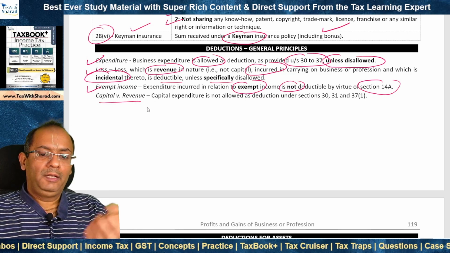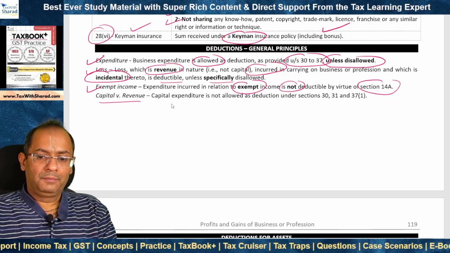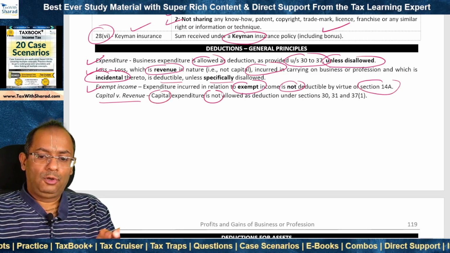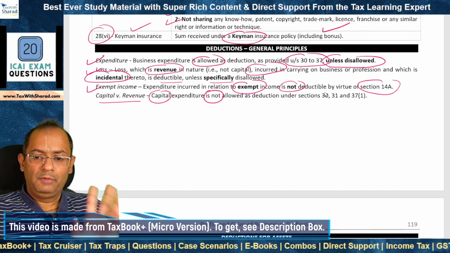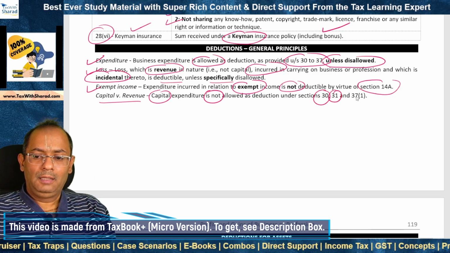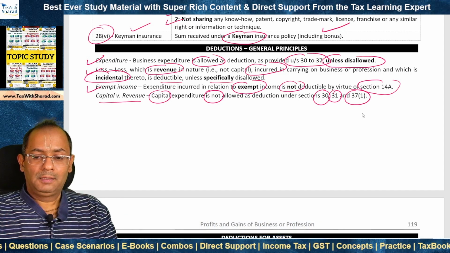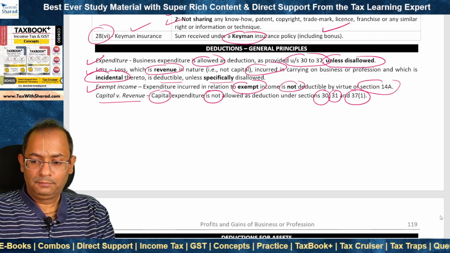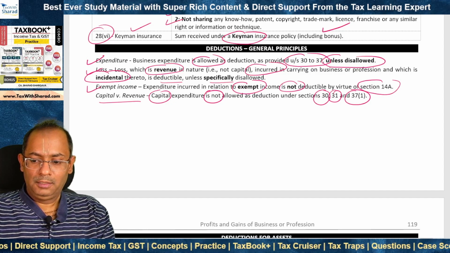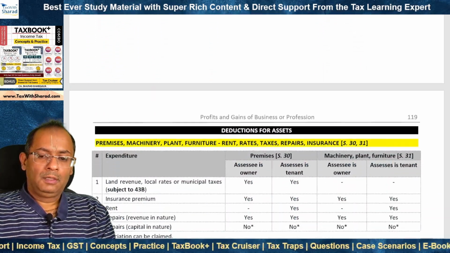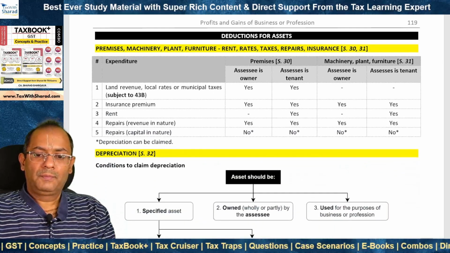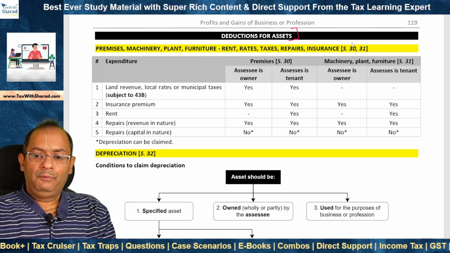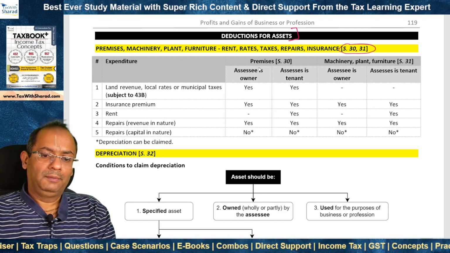What about the distinction between a capital expenditure and a revenue expenditure? So we need to note that capital expenditure is not allowed as a deduction under three provisions: section 30, 31 and 37(1). 37(1) is the general deduction provision and 30 and 31 is what we will now look at. Capital expenditure is not allowed as a deduction under these provisions. So we now move to the first theme, which is deductions in respect of assets. And we look at sections 30 and 31.